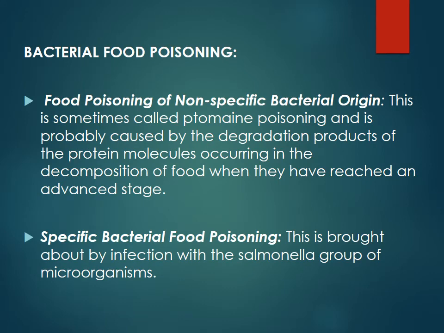Next, bacterial food poisoning. Food poisoning of non-specific bacterial origin. This is sometimes called ptomaine poisoning and is probably caused by the degradation products of the protein molecules occurring in the decomposition of food when they have reached an advanced stage. So, when the food is not eaten for a long period of time. Specific bacterial food poisoning. This is brought about by infection with the Salmonella group of microorganisms.